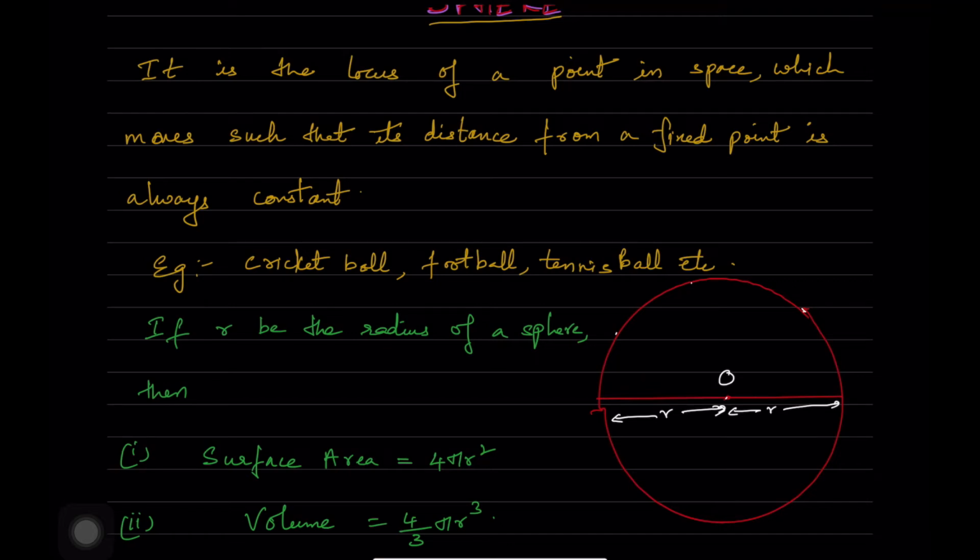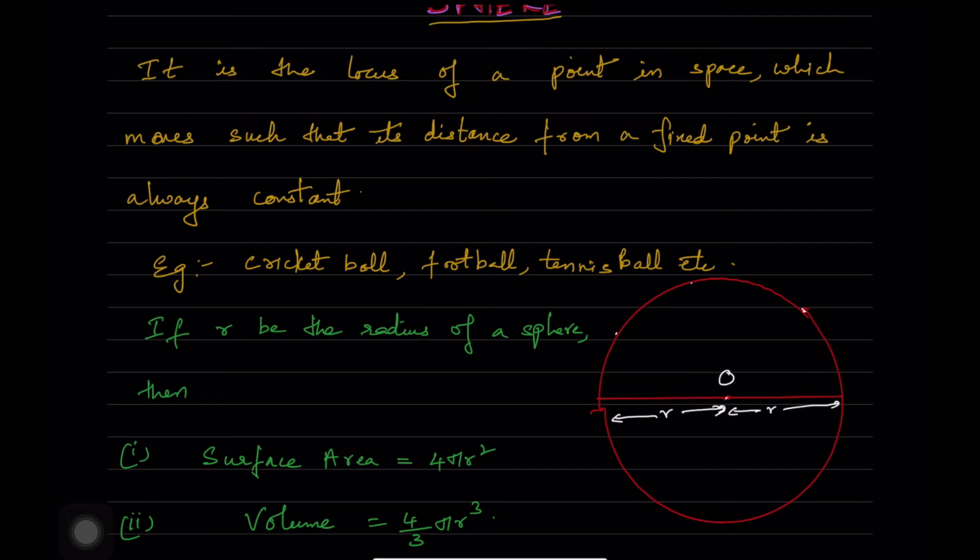So therefore, what are the different examples of a sphere? You have a cricket ball, a football, a tennis ball, etc. A mercury ball, those small ones, you also have. Those are all examples of spheres. So if small r is the radius of a sphere, then the surface area is nothing but 4 pi r square.